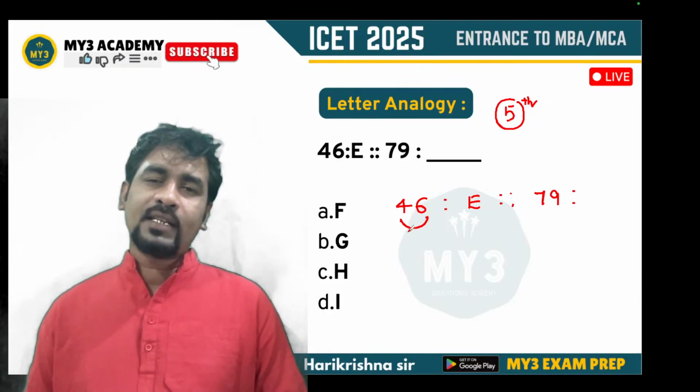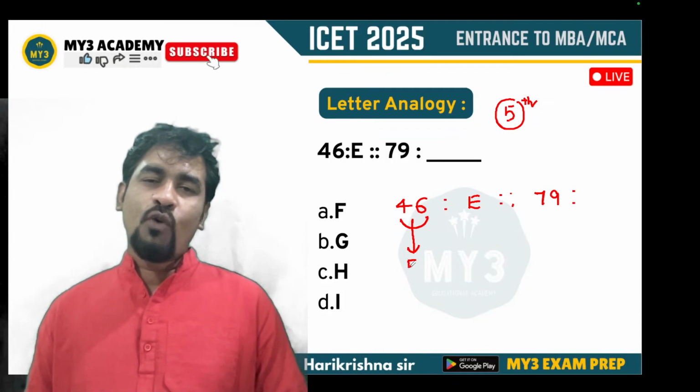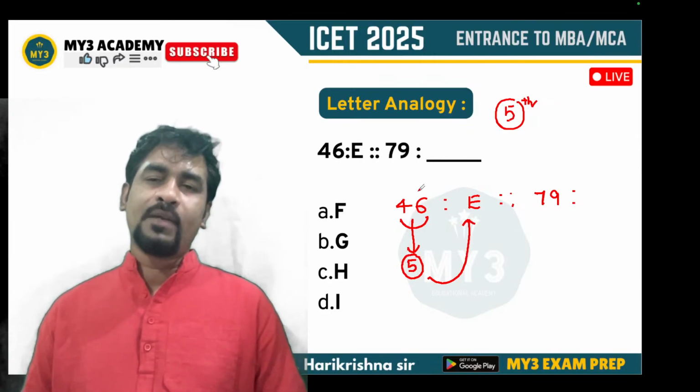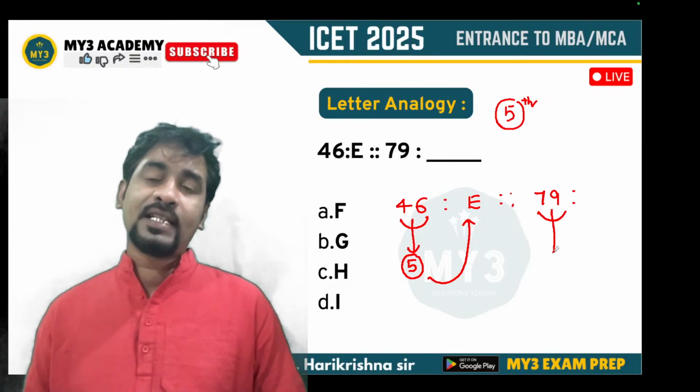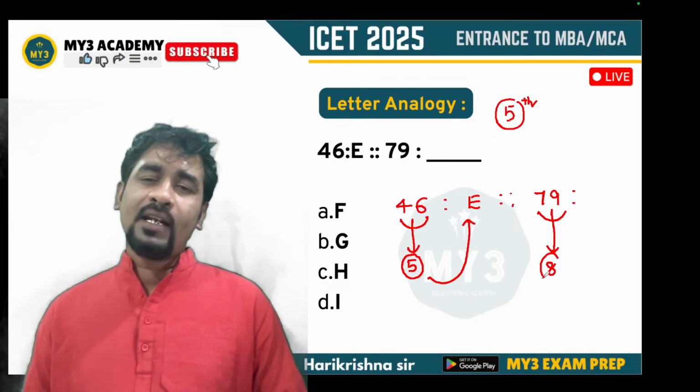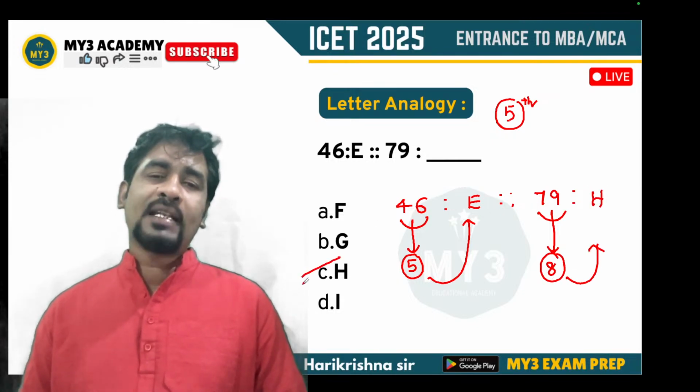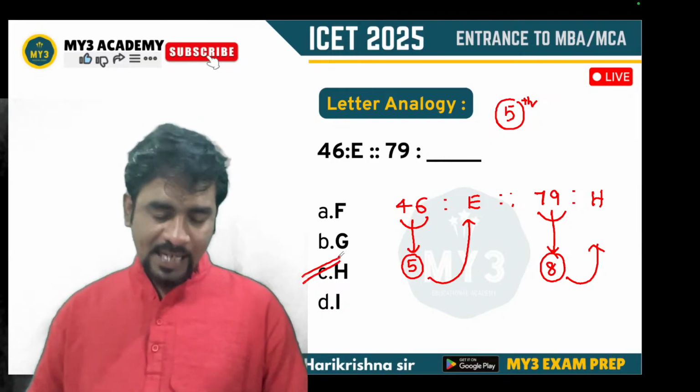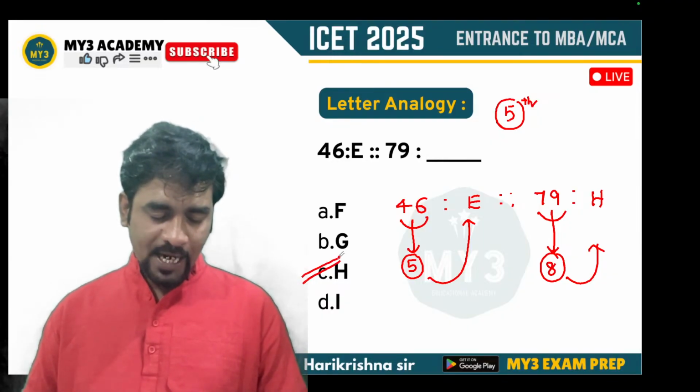So 4, 6. What is missing in the middle? 5 is missing. So what is the fifth alphabet? They have taken it as E. Here also you have a sequence, 7 and 9. What is missing here? 8 is missing. What is the 8th alphabet? H. Mark the answer option C, which is H.